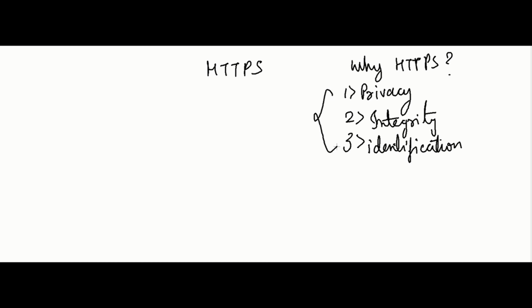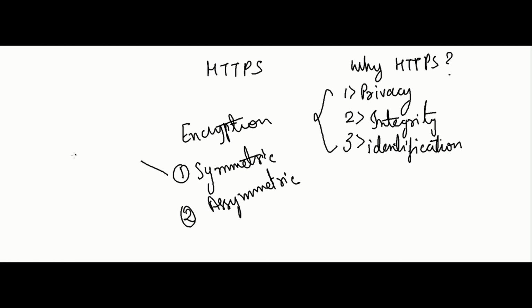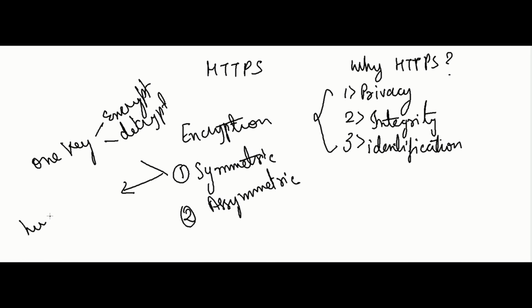To achieve all these, we need encryption. To achieve encryption, there are two algorithms or two ways which we can follow: symmetric and asymmetric. In symmetric, there is only one key which is used to encrypt and decrypt the data, and the server and the client should both have that key. The issue with the symmetric key is that it is hard to share. The server and the client should always have this key to encrypt and decrypt the message.